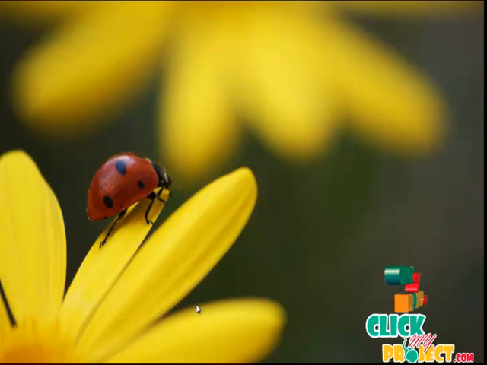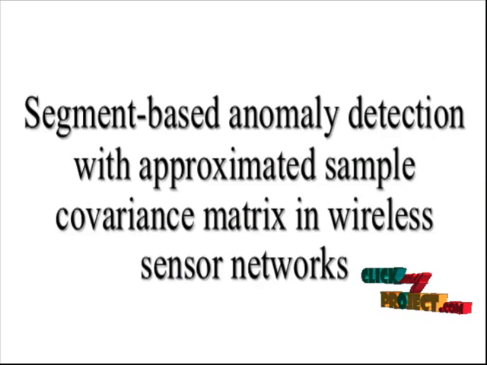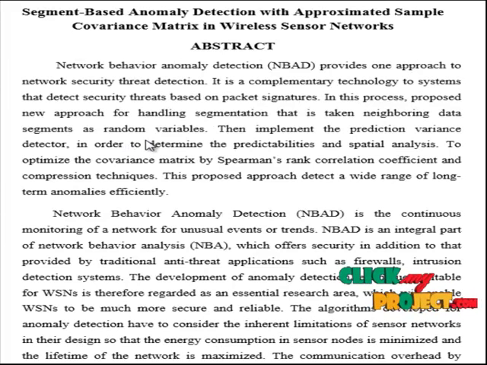Welcome to clickmyproject.com. Let me discuss the project: segment-based anomaly detection with approximated sample covariance matrix in wireless sensor networks. Let me discuss the abstract of the project. Network behavior anomaly detection provides one approach to network security threat detection. It is a complementary technology to systems that detect security threats based on packet signatures.